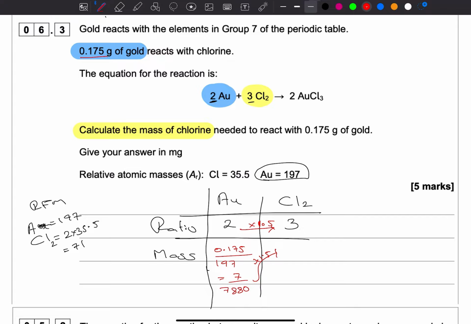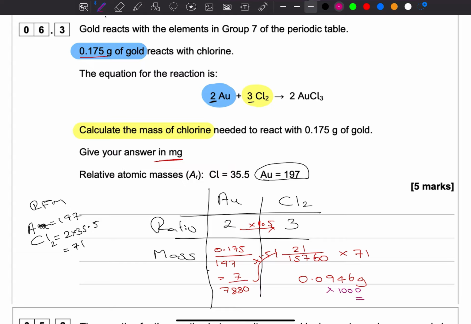Just put it on the calculator, times it by 1.5, which gives you 21 over 15,760. Then just multiply that straight away by the relative formula mass of Cl2, which is 71. Just put times 71 on your calculator without even changing anything. And I want the answer as a decimal in milligrams, that's what they said. Okay, so 0.0946 grams, but they want it in milligrams, so you just times this by 1,000 to convert it into milligrams.